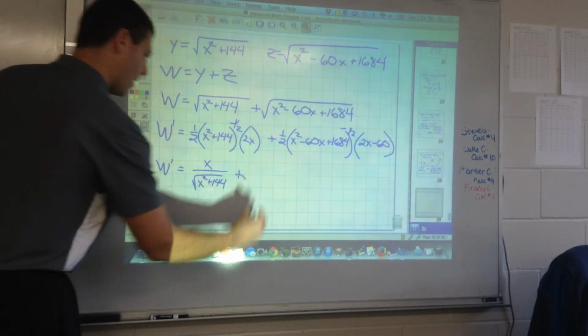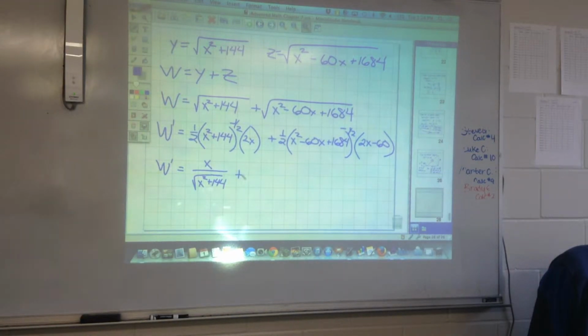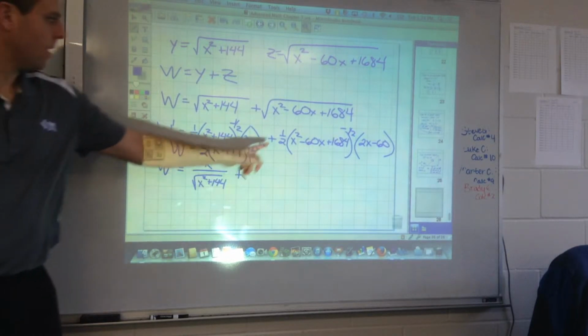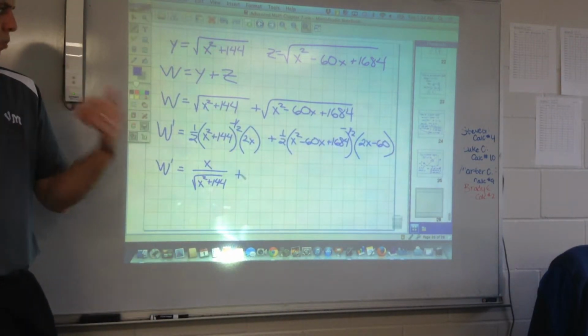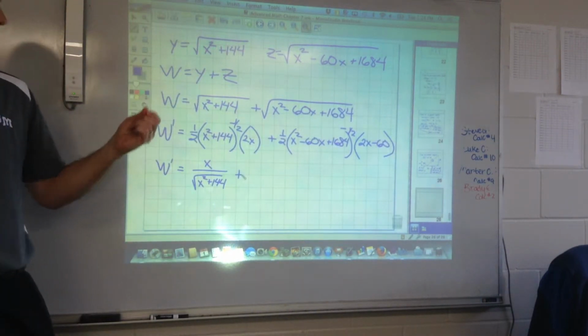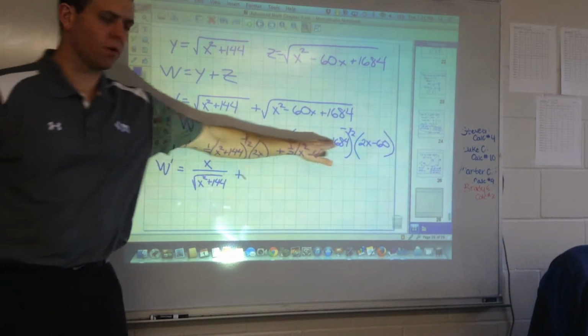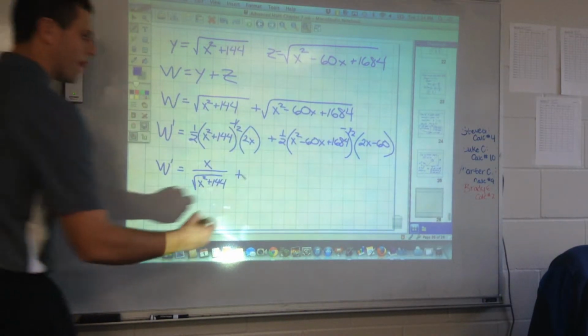Would you put it back into roots? Because I don't want to deal with the quantity raised to the half power. I think it's going to be easier to solve when it's back in the radical form. Would you do the same with the second, except it'll be x minus 30? Yeah. So 1/2 times 2x minus 60 would be x minus 30. So x minus 30 on top, and then the square root of this on the bottom.